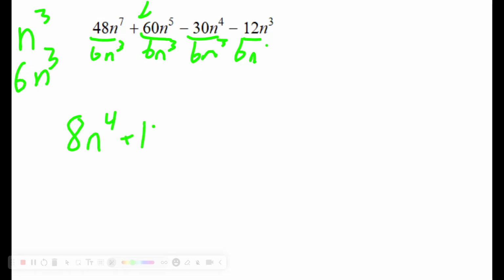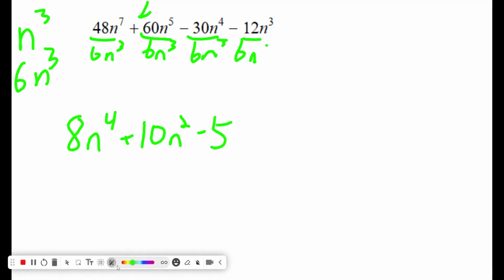Plus 60 divided by 6 is 10. The leftover n variable is n squared. Minus 30 divided by 6 is 5, and then we have 1 n left over. 12 divided by 6 is 2, and this should be n to the 3rd divided by n to the 3rd. I don't know why that's not showing up there. Minus 2. It's really cutting off at this part of the screen.